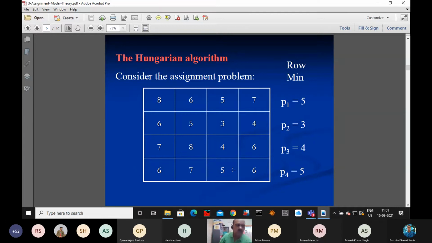In the first problem, luckily we observe there are already some zeros in every row and every column. There are zeros, so it was easier for us to assign. So now we are coming to the second problem.